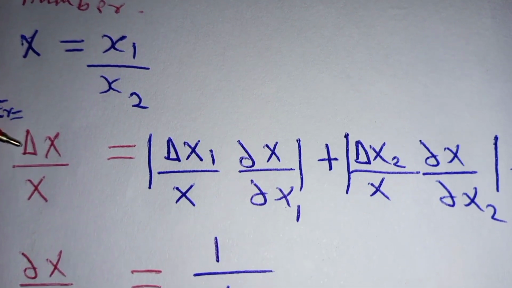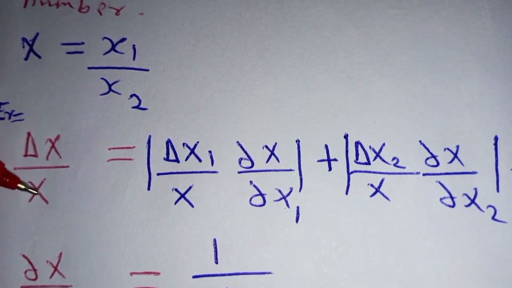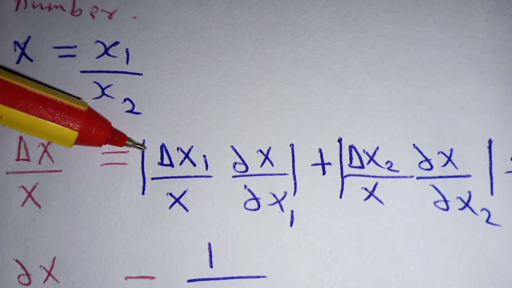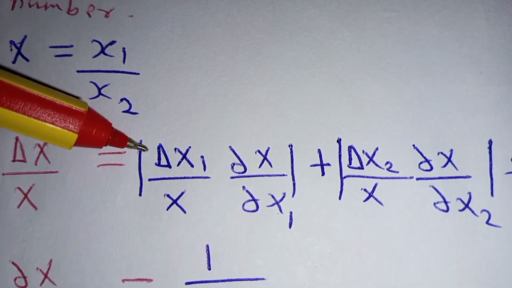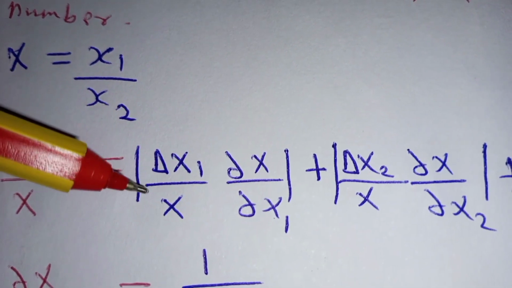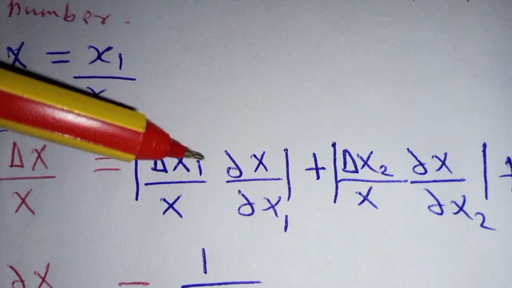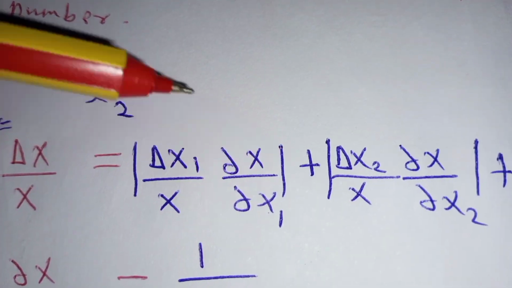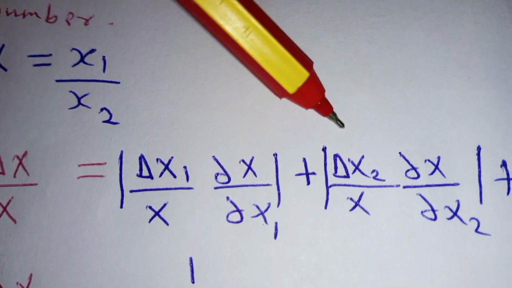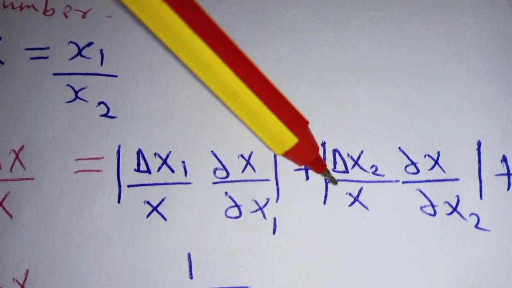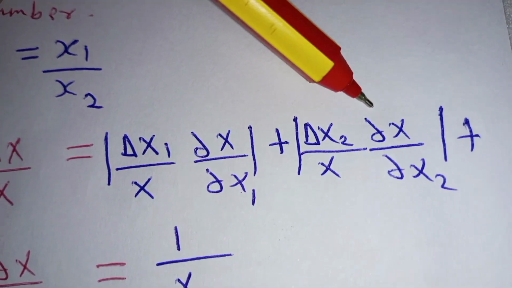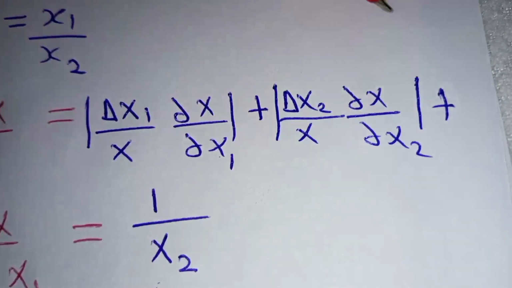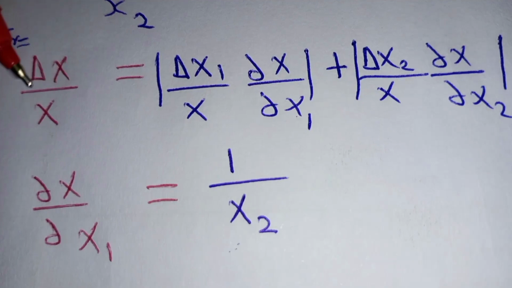Relative error is obtained by error in X divided by X, which is equivalent to error in x1 divided by X multiplied by the partial derivative of X with respect to x1, plus error in x2 divided by capital X multiplied by the partial derivative of X with respect to x2, plus the other values in case we are dealing with more than two numbers.